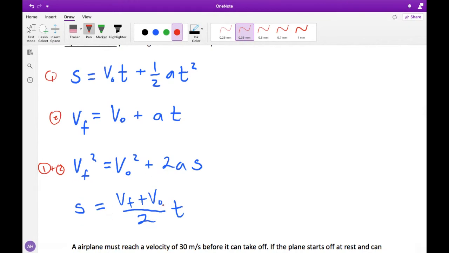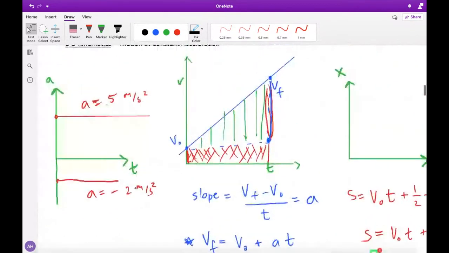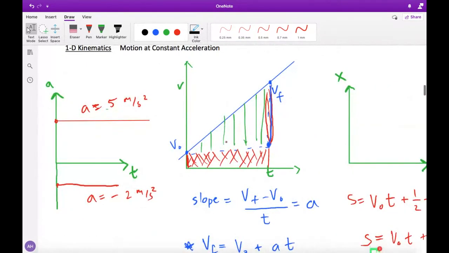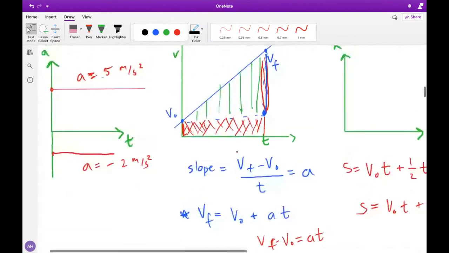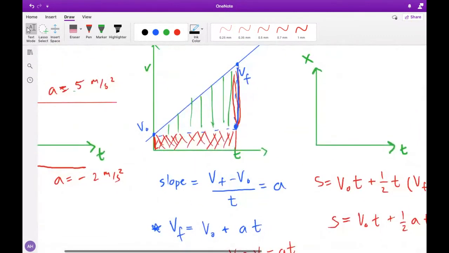And this last equation here, again, we can also find this from the velocity time graph. Because another way we can find this area underneath the curve, we see that this total area makes a trapezoid, kind of like so.